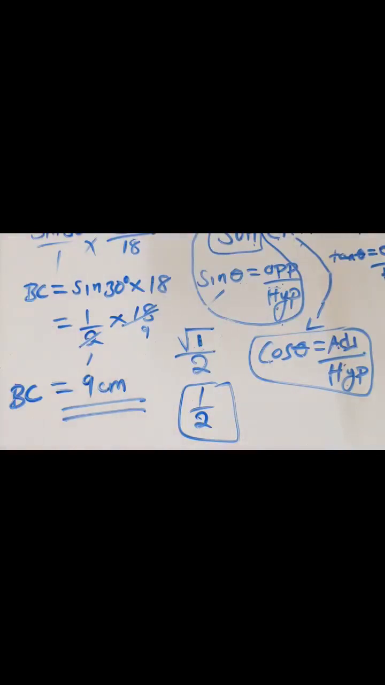So don't forget, you are supposed to put the answer here. This is where to put the answer. So you say BC is equal to what? 9 centimeters. Don't forget to do that. So you can solve anything. You can use this space and put your answer here. So that is how you find that. I hope you've understood.